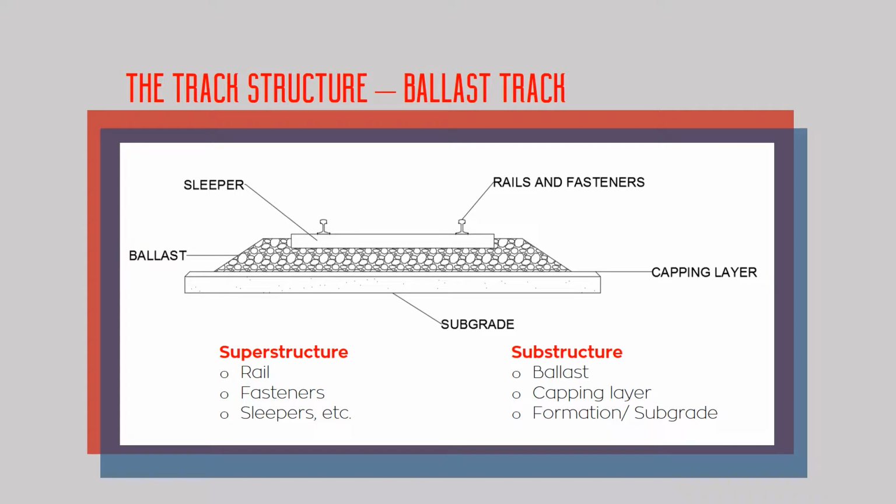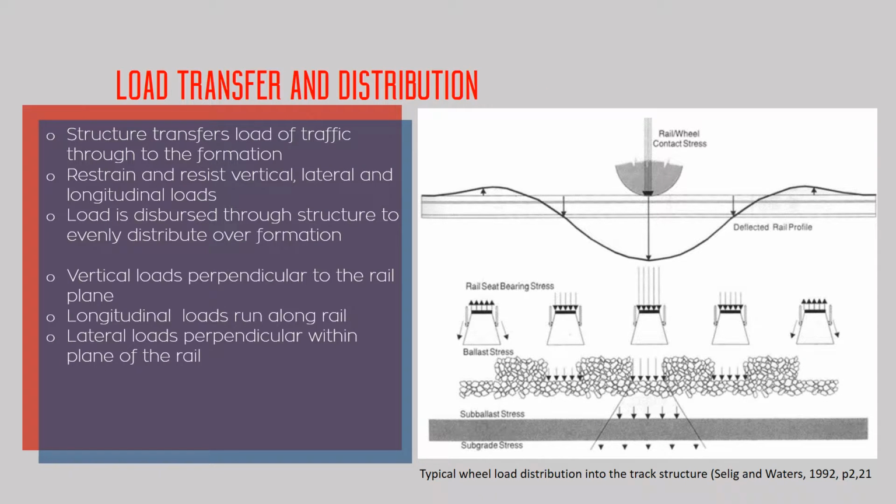Looking at the track structure, specifically ballast track, can be broken down into two components, each consisting of several subcomponents. The superstructure typically consists of rail, fasteners and sleepers, whereas the substructure consists of the ballast, capping layer, formation and subgrade. The purpose of the substructure is to restrain, resist and distribute the loads resulting from rail traffic. The structure transfers the loads through the rail to the sleepers, through the ballast bed and to the formation.